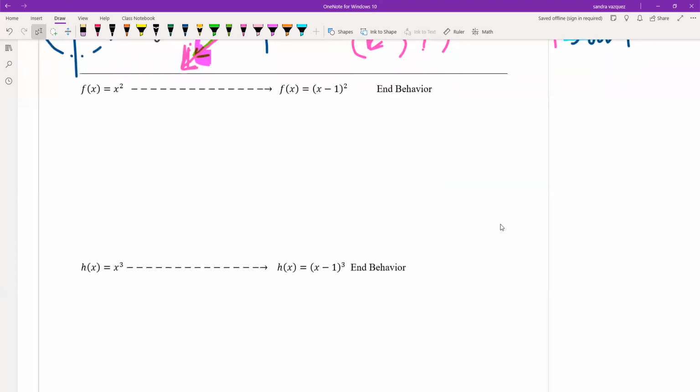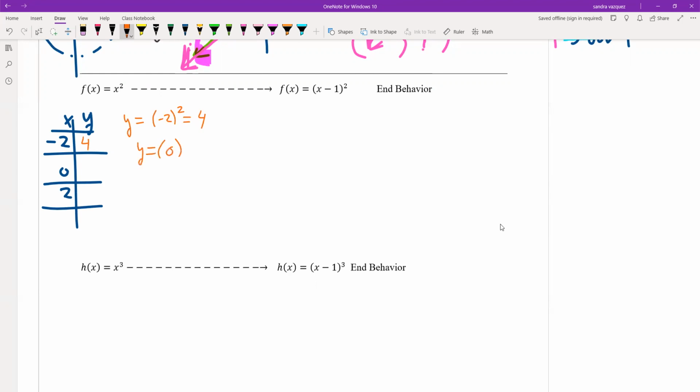We have x squared. If I do it the same way, let me pick -2, 0, and 2. Let's see what happens. So then y is equal to (-2) squared, that will be equal to 4. Plug in the 0, 0 squared, that will be equal to 0. Plug in the 2, squared, that will be equal to 4.